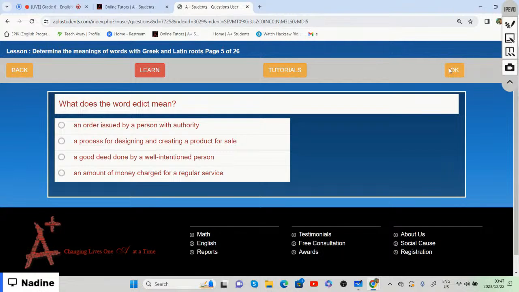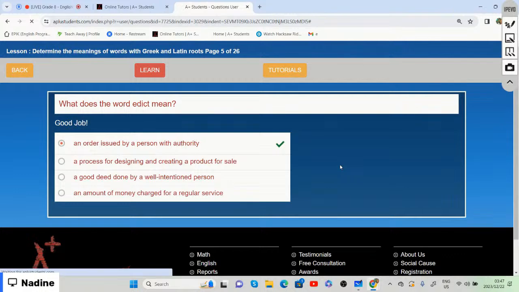All right, and if we were to select the meaning of the word edict, then we can say it is an order issued by a person with authority. So we can say edict is an order issued by a person with authority. So that is edict.